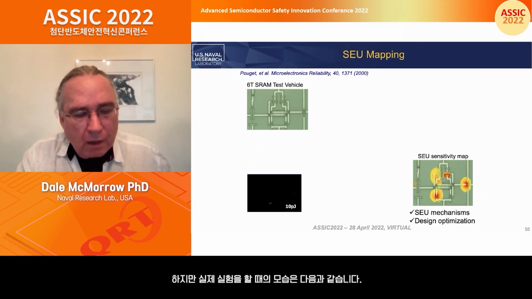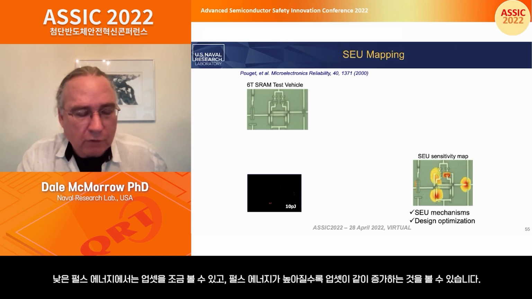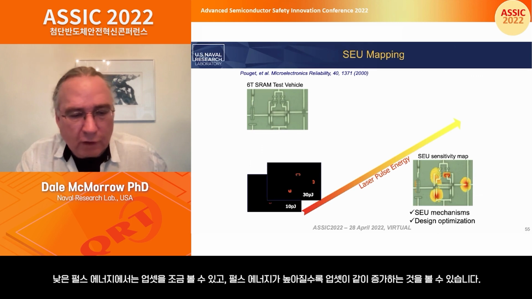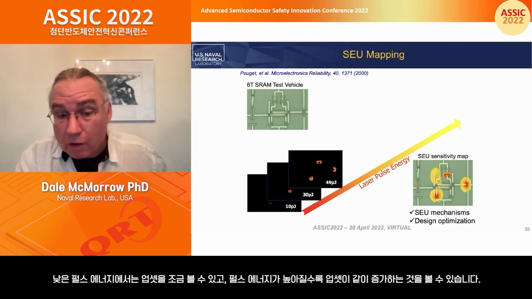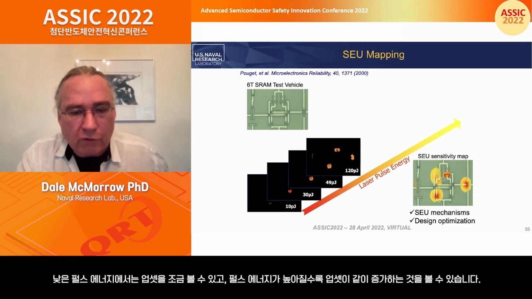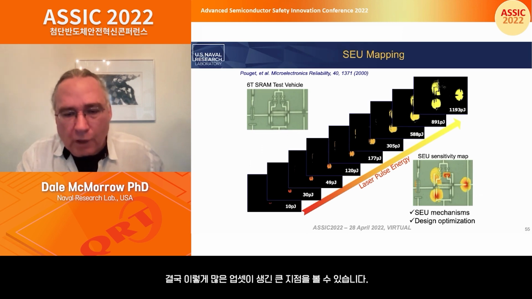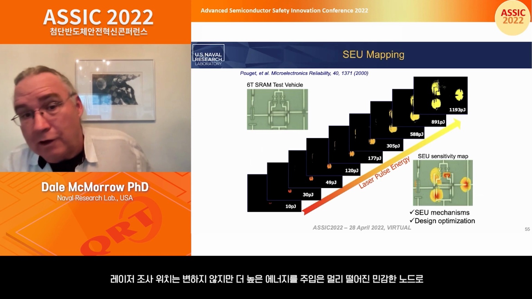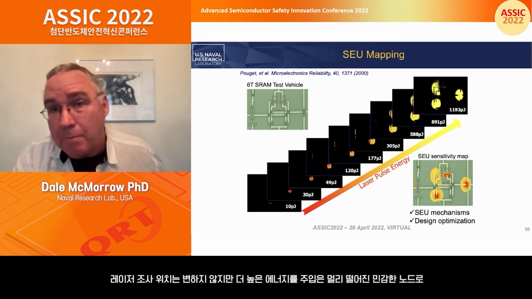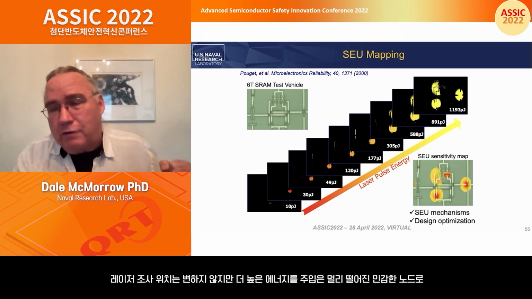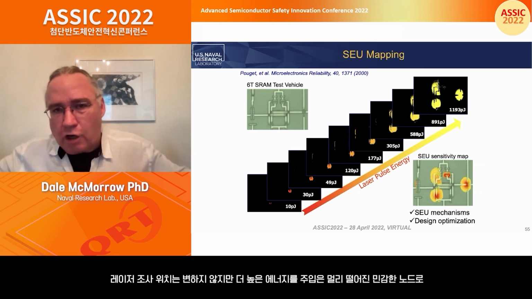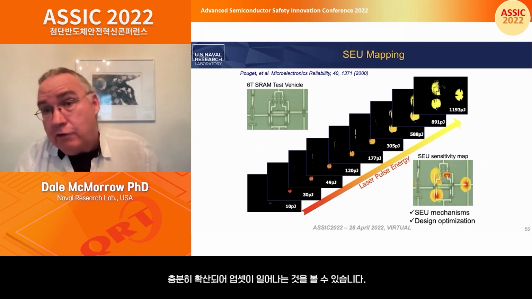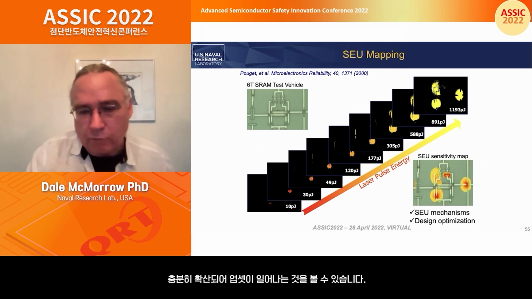But here's what it looks like when you're doing a real experiment. At low pulse energy, you see some upsets. Increase the energy, you see more as you increase the energy, and then eventually you get these very nice big spots. Now, the laser spot is not changing here, basically, but what's happening is you're depositing high levels of charge farther away that are sensitive enough to diffuse to the sensitive node and cause an upset. So that's what you're seeing there.